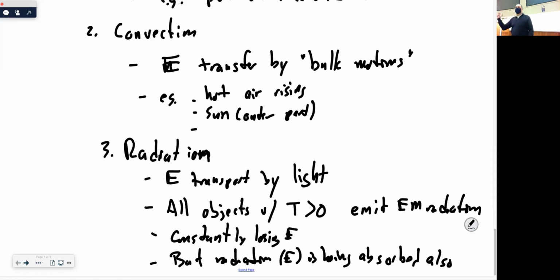Increasing the energy. So it's a balance of how much you're emitting and how much you're absorbing that determines what your temperature is, what your equilibrium temperature will be. Okay. So we're going to be focusing on 2 of these in this class, specifically conduction and radiation.